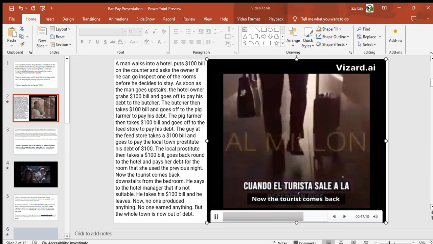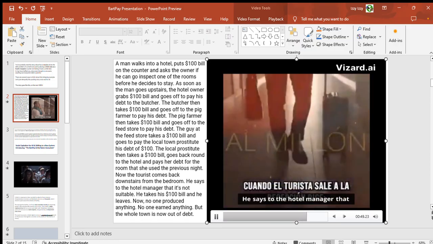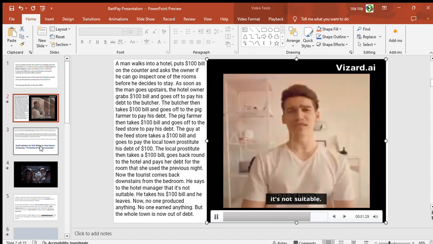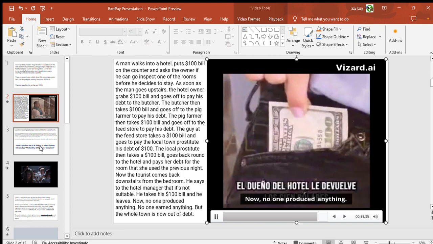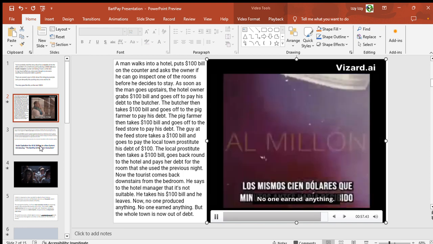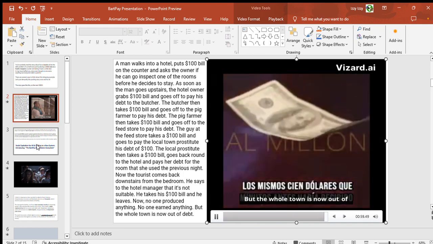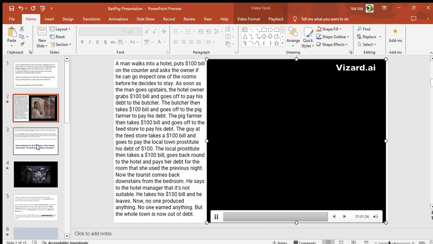Now, the tourist comes back downstairs from the bedroom. He says to the hotel manager that it's not suitable. He takes his $100 bill and he leaves. Now, no one produced anything, no one earned anything, but the whole town is now out of debt.